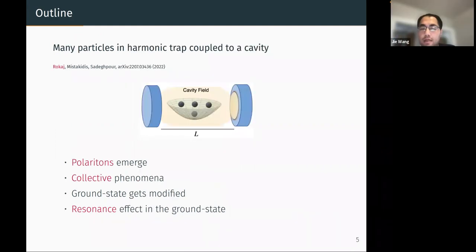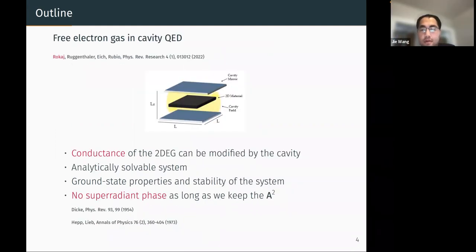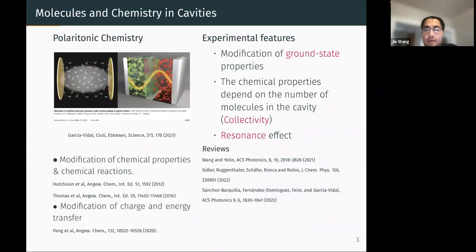Let me ask one question. You mentioned in the chemistry slides that the cavity modifies the ground state properties. So here the ground state means the lowest energy state of a molecule or a lot of molecules. Can you clarify the difference between the ground state in chemistry and the ground state in condensed matter?